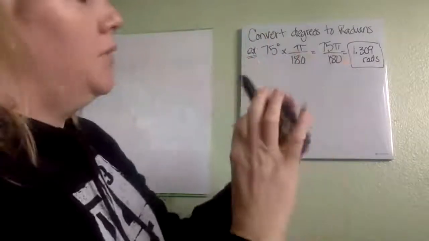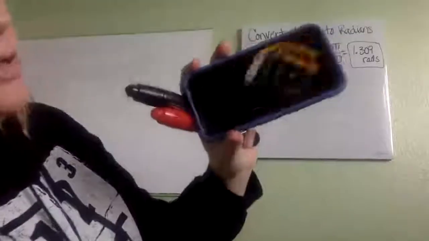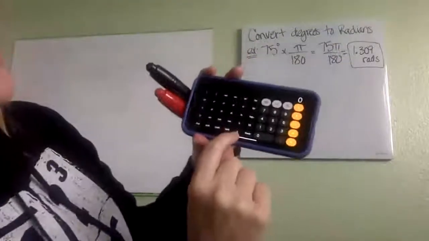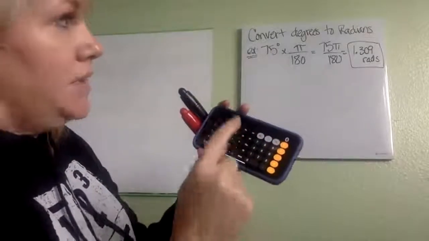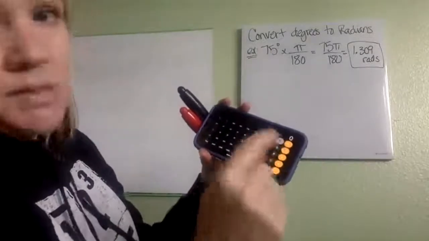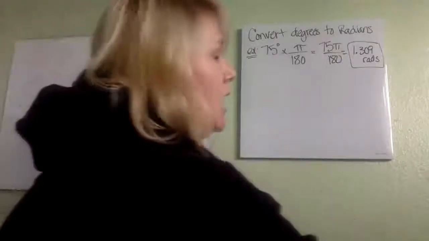If you turn it sideways, my iPhone has a pi right there. So I could just type in 75 times pi divided by 180 to get the answer. But that's how it would work.